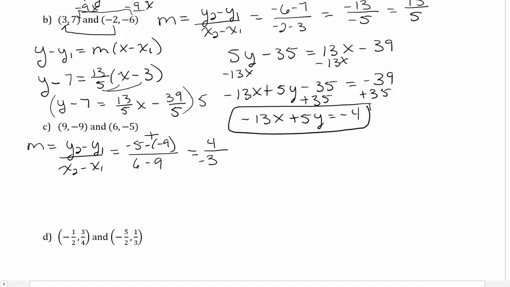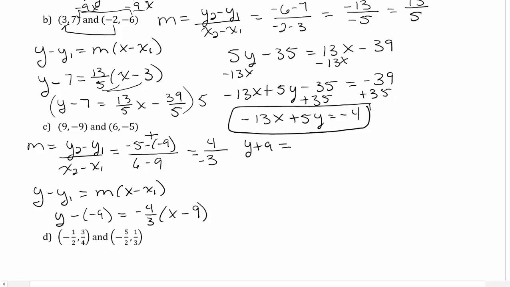So negative 4/3. So y minus y1 equals m times the quantity x minus x1. That will be y minus a negative 9 equals our slope, negative 4/3, times x minus the x value, which was 9. So y minus a negative 9 is y plus 9. And then we want to distribute this negative 4/3. So negative 4/3 x, and then plus 36 over 3.